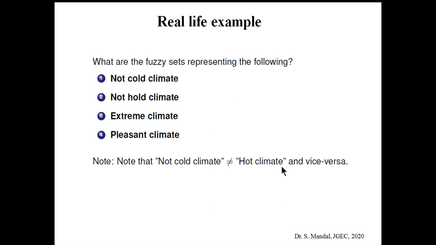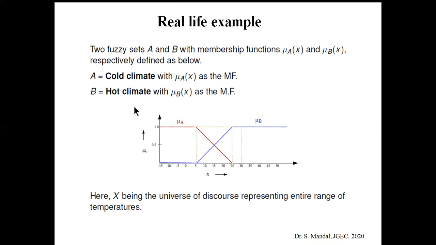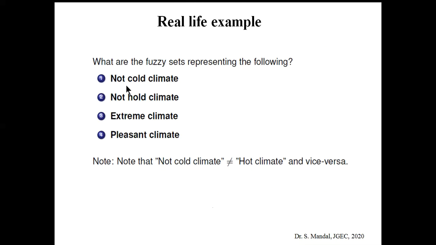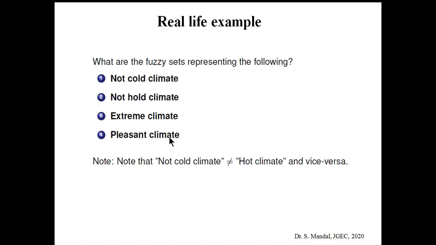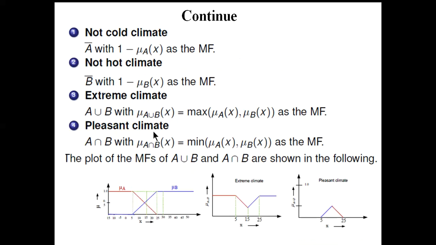Now the problem is we need to find the fuzzy set that represents not cold climate. We have cold climate and hot climate, but the question arises: not cold climate. Find the corresponding membership function for this, and also for not hot climate, extreme climate, and pleasant climate. Find out next: not cold climate.